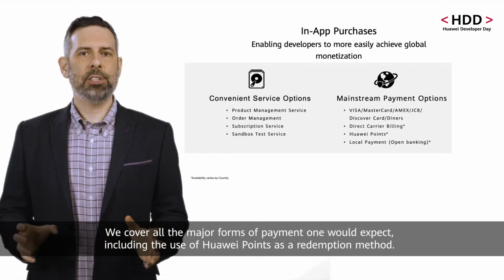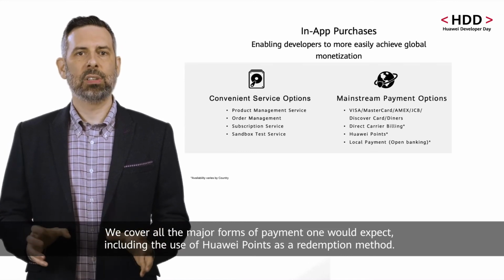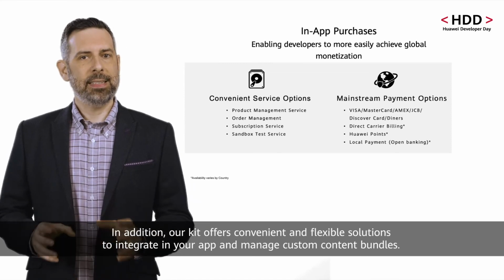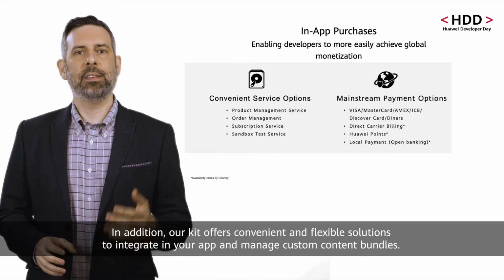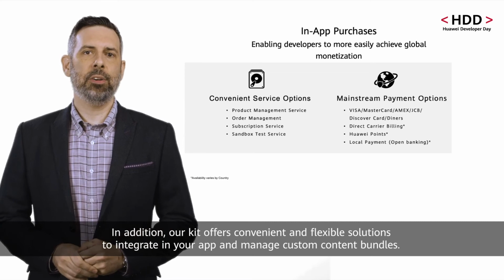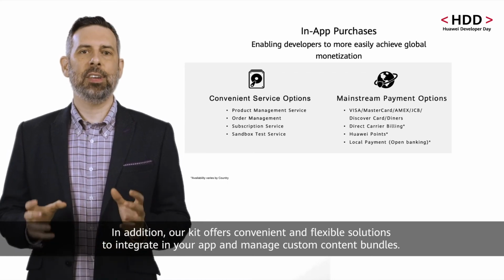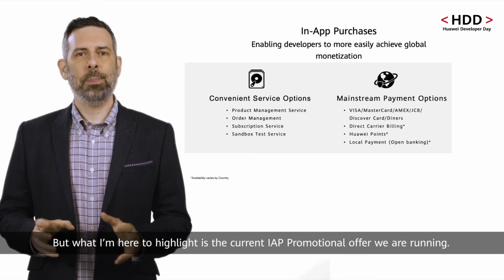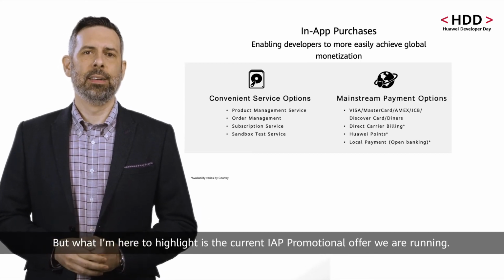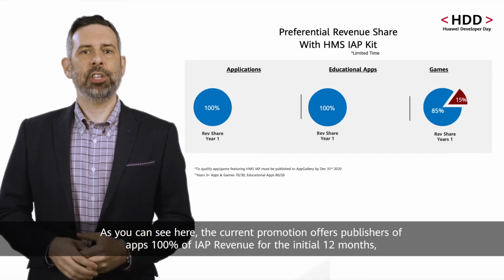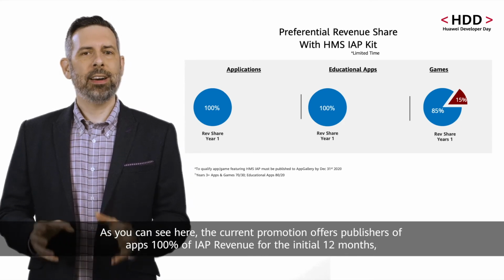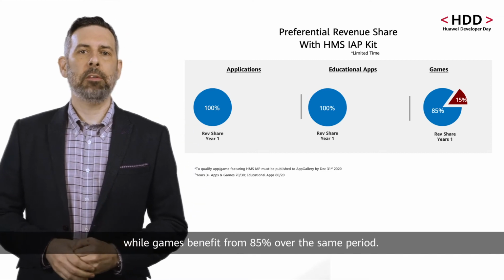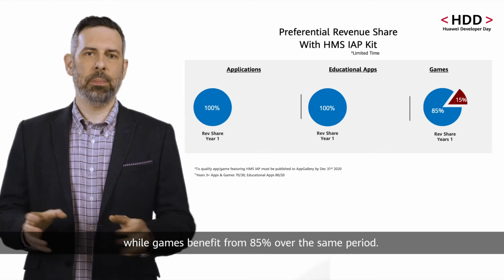We cover all the major forms of payment one would expect, including the use of Huawei Points as a redemption method. In addition, our kit offers convenient and flexible solutions to integrate in your app and manage custom content bundles. But what I'm here to highlight is the current IAP promotional offer we're running. As you can see here, the current promotion offers publishers of apps 100% of IAP revenue for the initial 12 months, while games benefit from 85% over the same period.